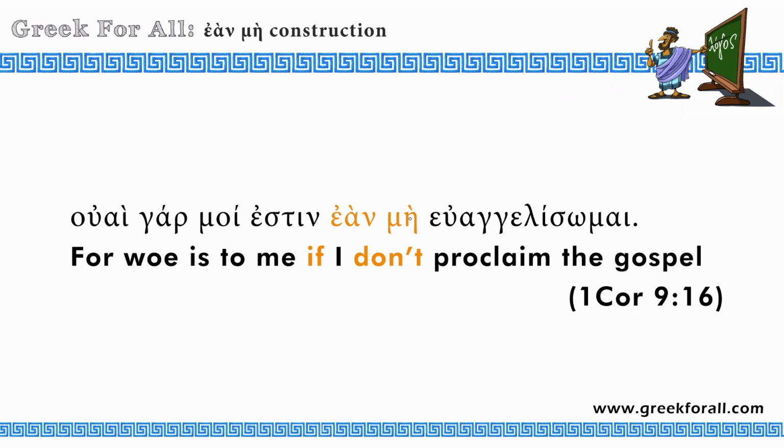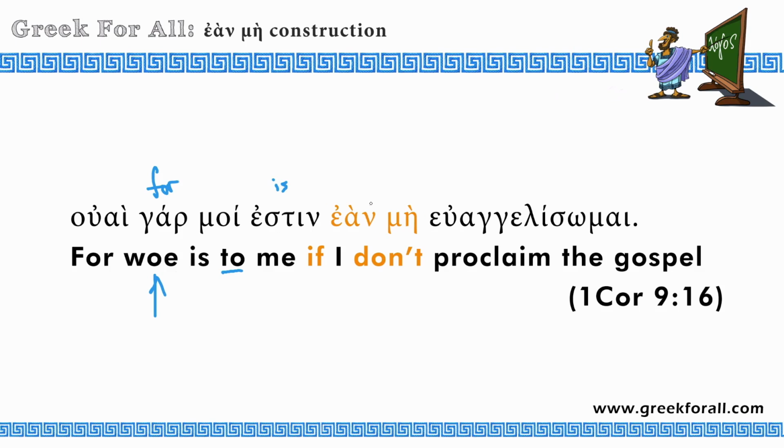So in this example, our construction is in the middle of the sentence, so let's see how we get here. So ouai is a beautiful word. It is an interjection and it means woe. Woe, gar means for, so for woe, moi. Moi is the dative singular for me. This is why we insert here to. This is our indirect object. So for woe, to me is, this is the verb eimi, third person singular. Okay, so for woe is to me. So this is how we get the first part.